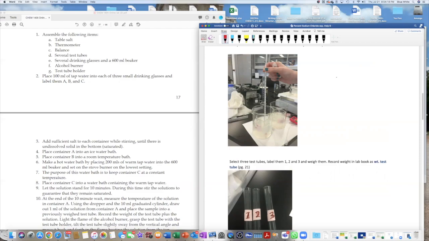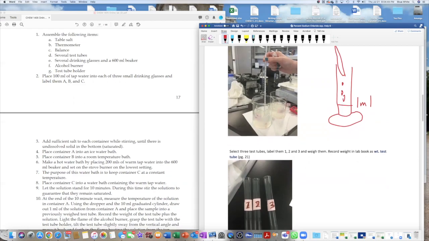I'm going to draw the picture because I don't want to go back and forth. Let's say this is your cylinder right here, right? And there's a mark that says 1 milliliter. You're going to use a dropper to add 1 milliliter. So this is you adding drops until it reaches that 1 milliliter mark. From container A, and place the sample into a previously weighed test tube.